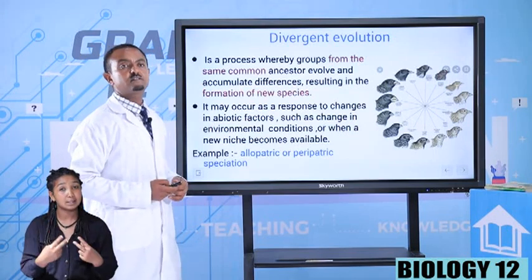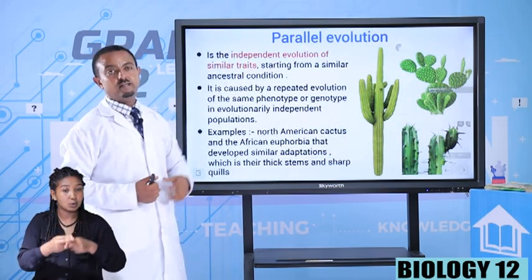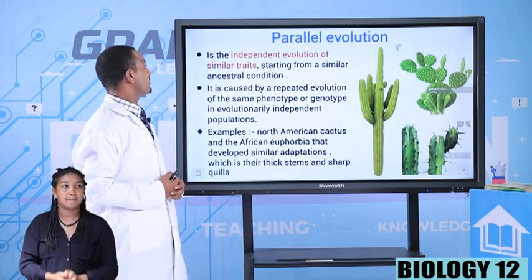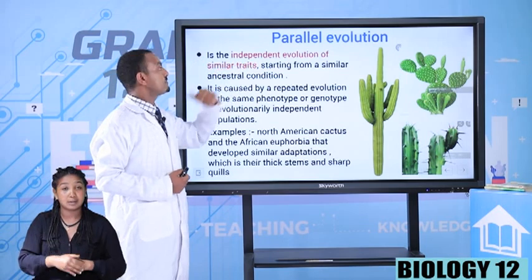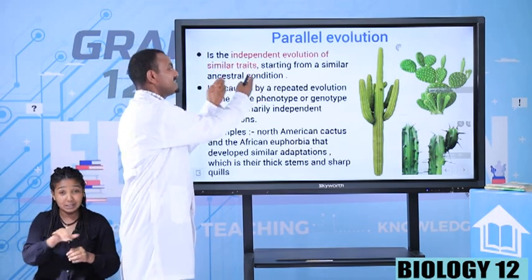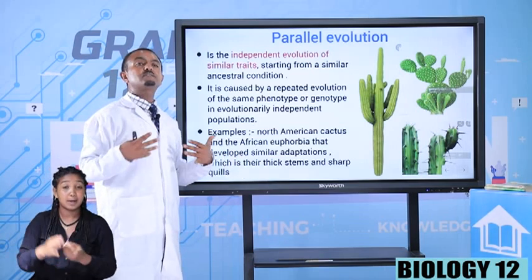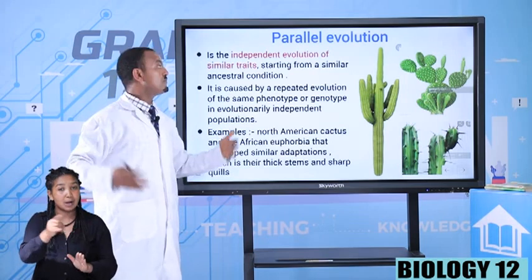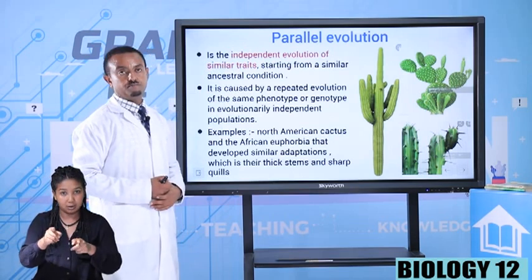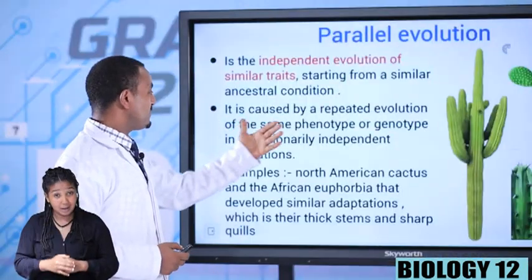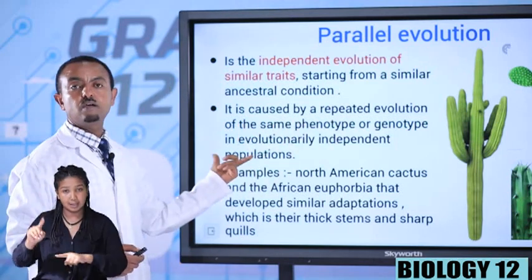Let's see the third and the last type of evolution, which is called parallel evolution. It is the independent evolution of similar traits, starting from similar ancestral conditions. Organisms which are living in different areas, but show similar types of evolution, are called parallel evolution. It is caused by a repeated evolution of the same phenotype and genotype in evolutionarily independent populations.